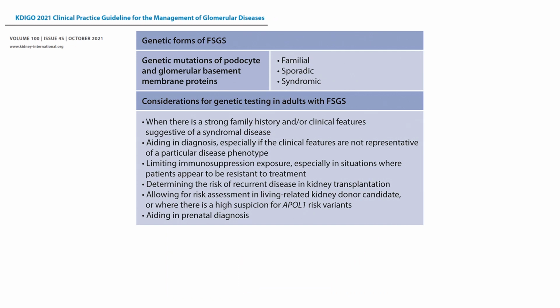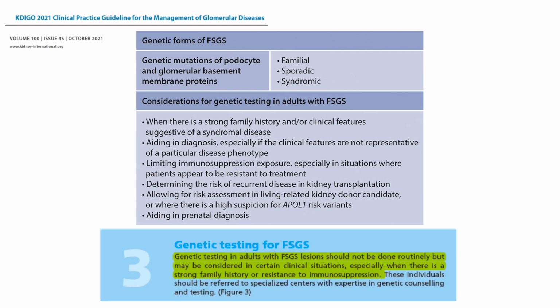As we said, genetic forms of FSGS should be considered if there is a strong family history or if there is resistance to immunosuppression. In this case, you have to do a genetic test for the patient, which is not available in most countries, and it needs special centers with expertise in FSGS, and mainly these patients must be involved in clinical trials.